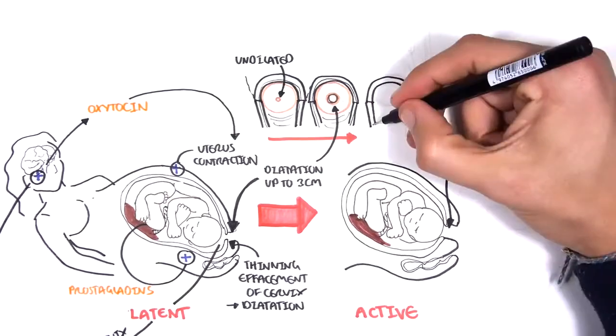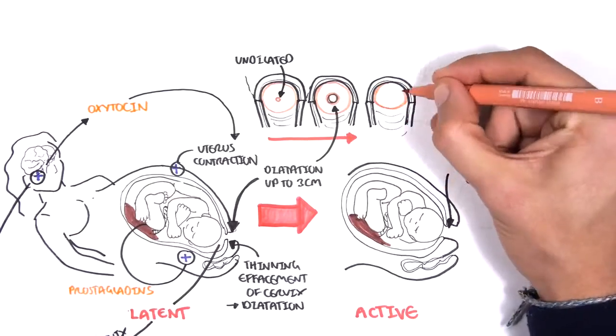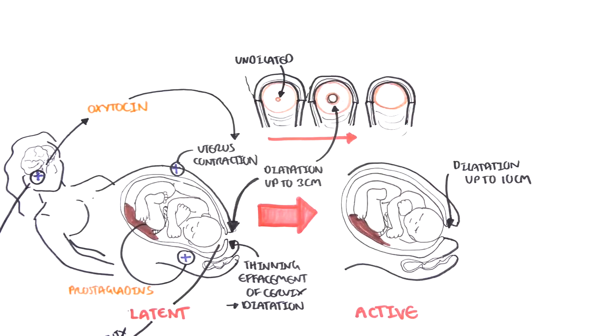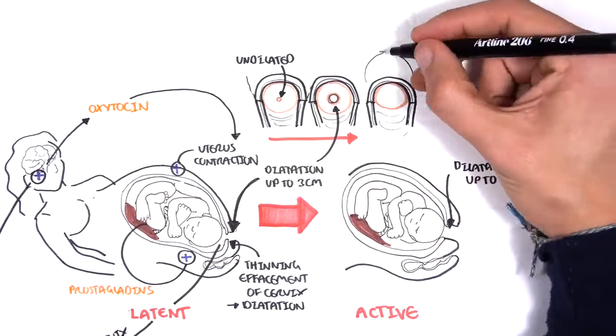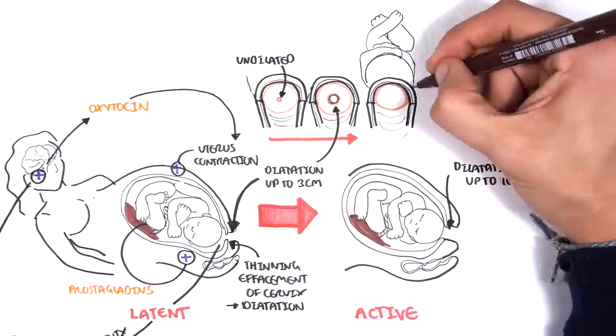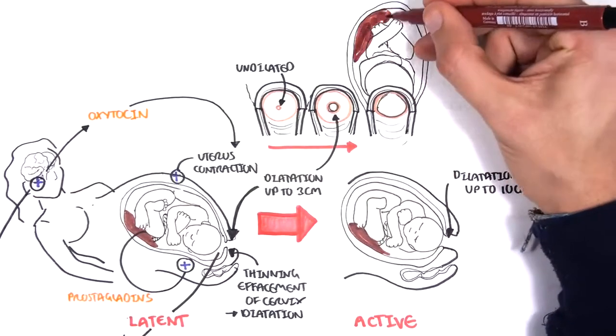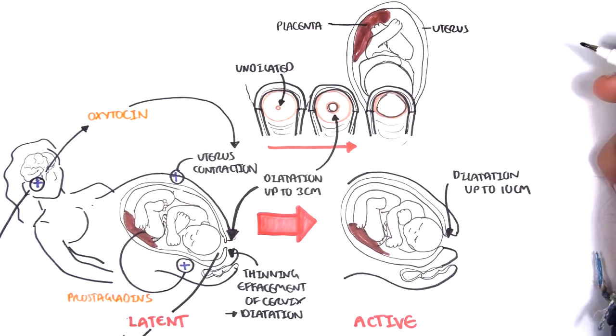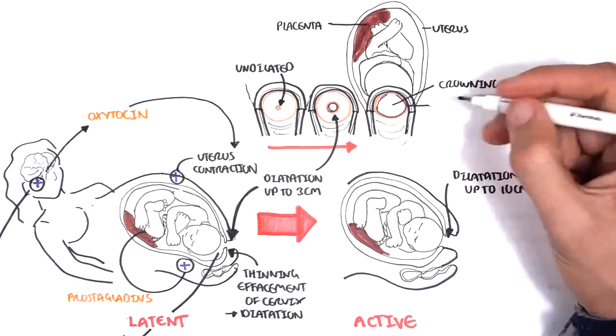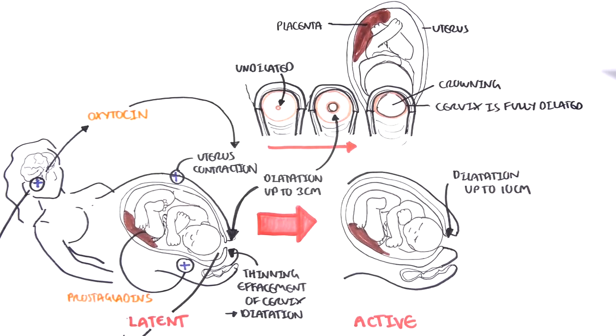This is where you can see crowning of the baby's head. So looking at the cervix from the front again, here you can see the baby, the placenta, and the uterus. The uterus is where the baby is in. And this is crowning, where the cervix is fully dilated and you can see the head of the baby coming down. And this is the vaginal wall.